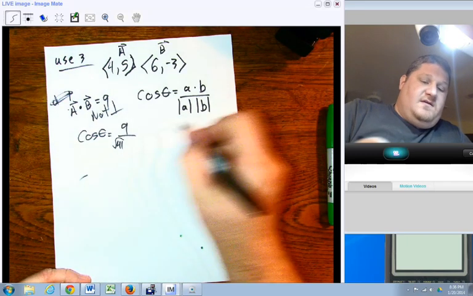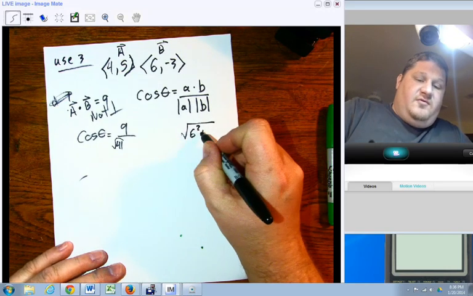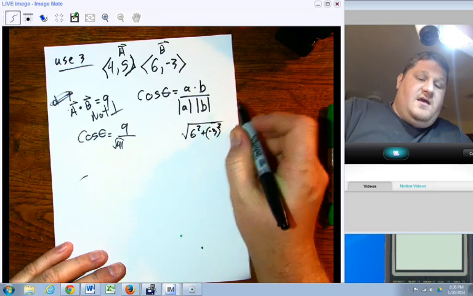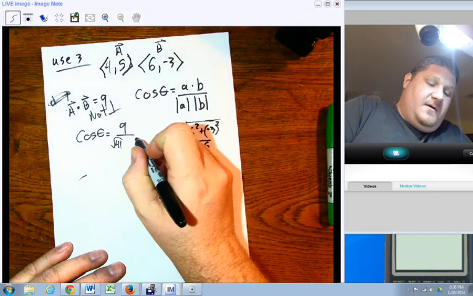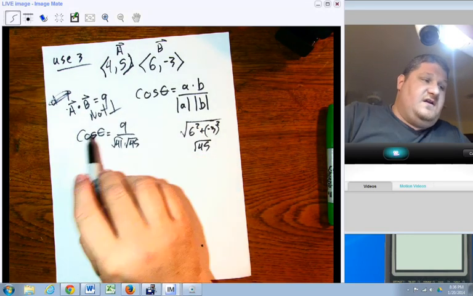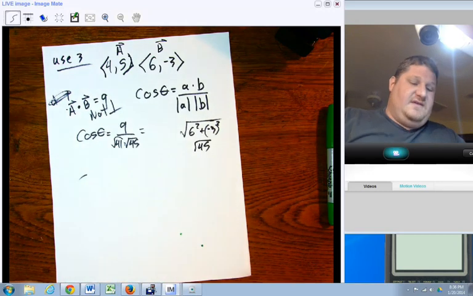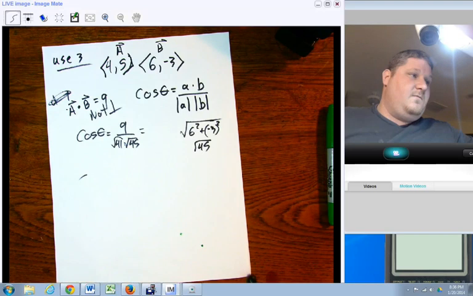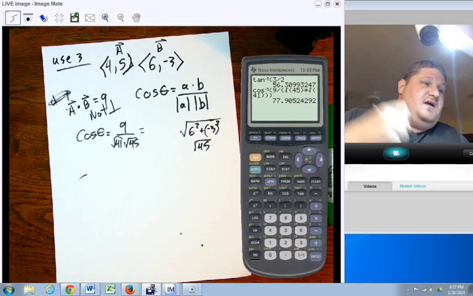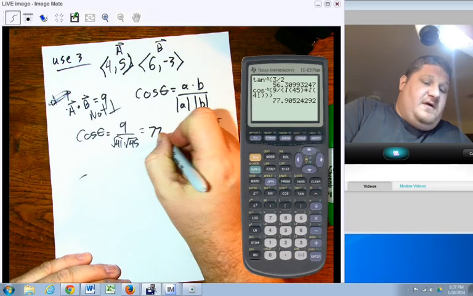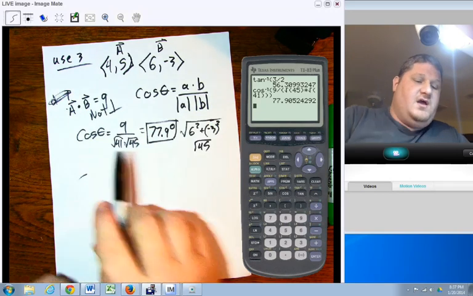And so now I need the magnitude of B. Well, I can do that using my use number 1. 6 squared plus -3, the quantity squared. Come up with 36 and 9. That's 45, root 45. So I have the cosine of theta equals 9 over root 41 times root 45. The question becomes, what is that angle? Through the magic of television, we come up with 77.9 degrees. That is the measurement between those two vectors.